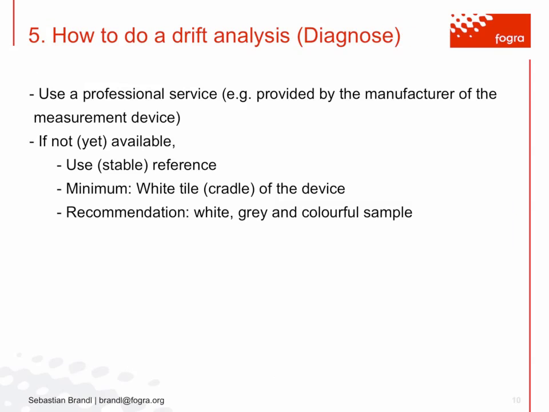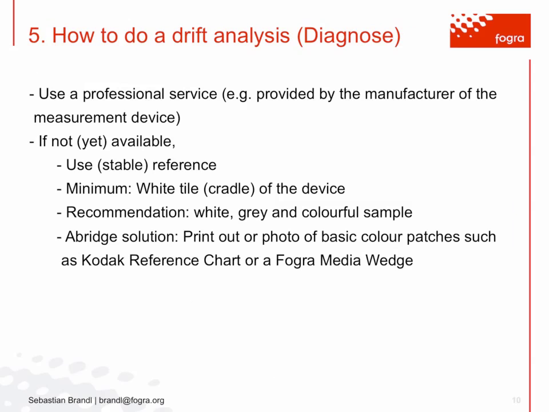And in addition, we recommend to use a further gray sample to check the photometric scale error, and a colorful sample like a green or pink patch with steep curves in the reflectance domain to check the sensor, the devices, for both reflectance wavelength problems and photometric scale lightness problems and differences. And an abridged solution is to use a printout or photograph of basic color patches like the Kodak reference charts or a printed Fogra media wedge if you have.